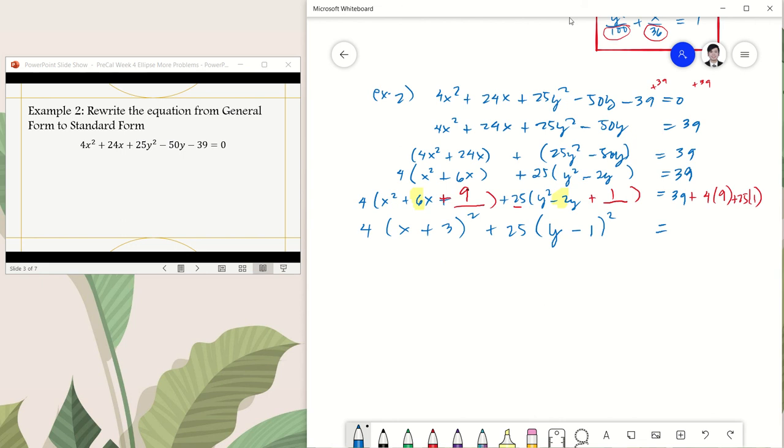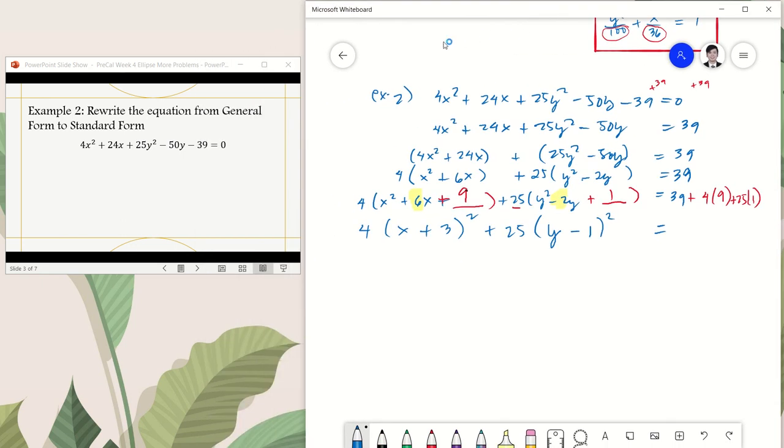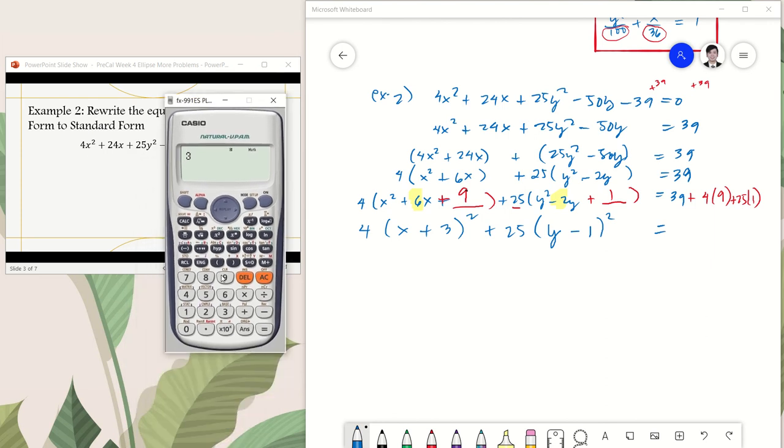Ito naman, gamit lang kayo ng calcu. Okay, teka lang. Para makita nyo. Okay, so that would be 36 plus 4 times 9 plus 25 times 1. But 25 times 1 is just 25. So that's 100. And then, your next step, since it's already factored out using dots, yung 100 naman yung gagalawin natin.